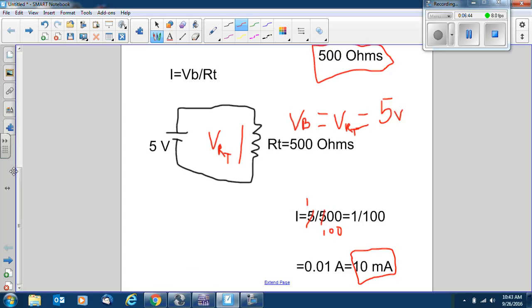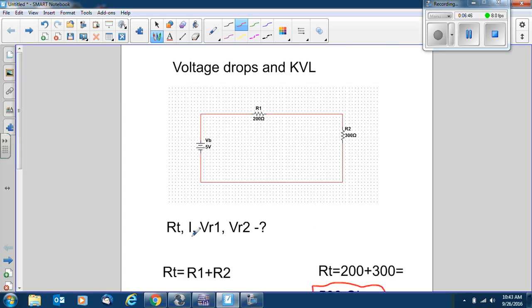Well, what's next? Let's see. I found R, I found I. Now I need to find the voltage drop of R1. Now I want to remind you what voltage drop is. Voltage drop is the amount of voltage a charge has to spend to get through that resistor.